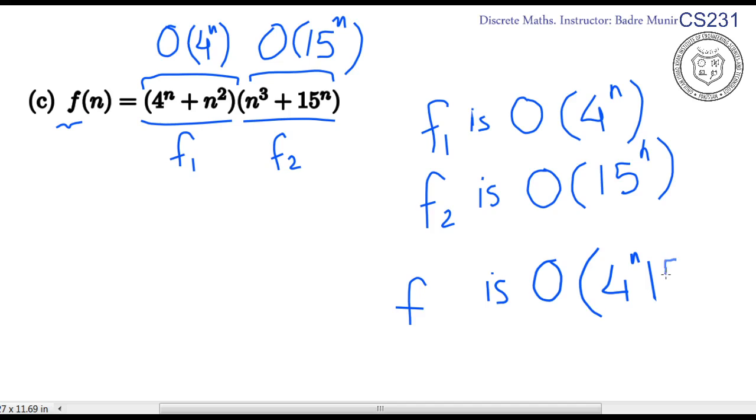So the result is 4 to the n into 15 to the n. This example completes the demonstration of both theorem 3 as well as theorem 2.